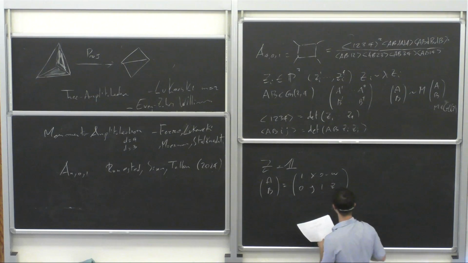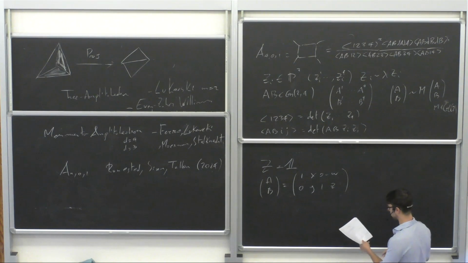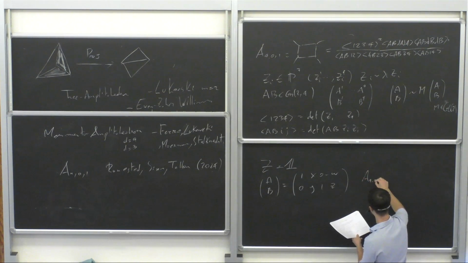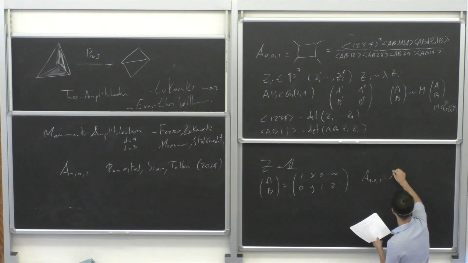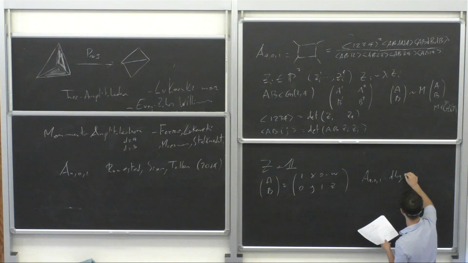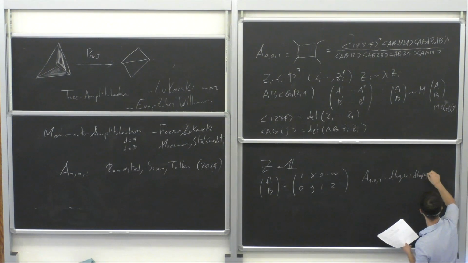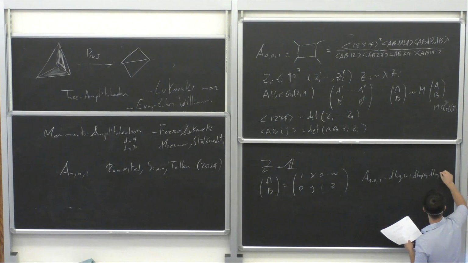In this parameterization, the form takes a very simple form, which is just the d log of all the variables that I have: d log x, d log y, d log w, and d log z.